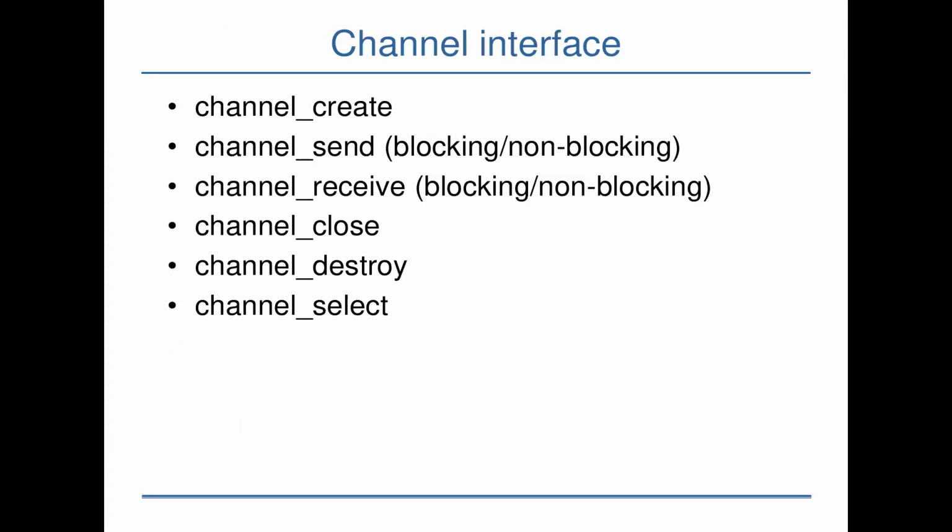The channel interface is: channel create, channel send, channel receive, channel close, channel destroy, and channel select. Those are the operations we will have. Send and receive come in two versions. One version is blocking: if there is nothing to be consumed right now in channel receive, it will block. The non-blocking version returns an error status, saying I cannot get it, return false or something like that. Channel send is the opposite: if the buffer is full, the blocking version will block, and the non-blocking version returns an error status.